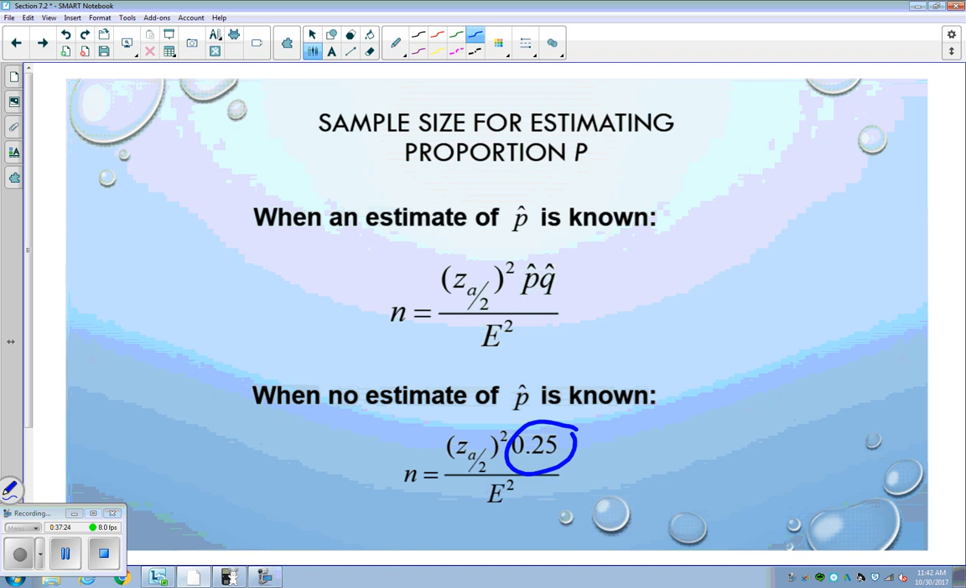0.25. Well, why do we use 0.25? Because if we don't know what it is, we're going to guess that p hat is 50% and q hat is 50%. That's where 0.25 is coming from. So you can either remember 0.25 or you can just plug in 0.5 times 0.5, whatever makes sense to you, to find those sample sizes.